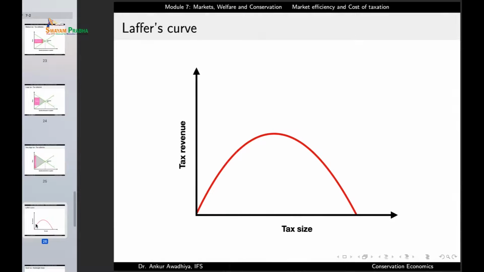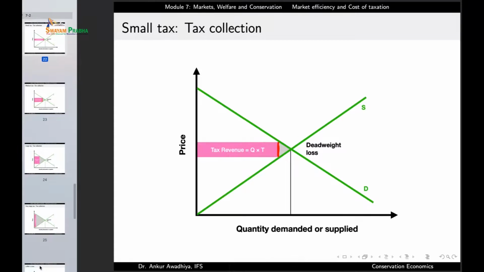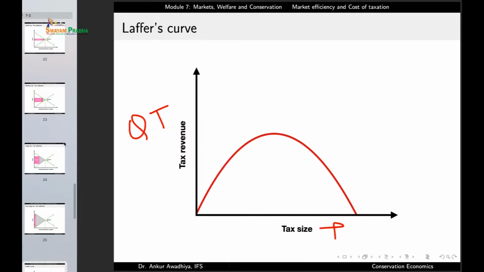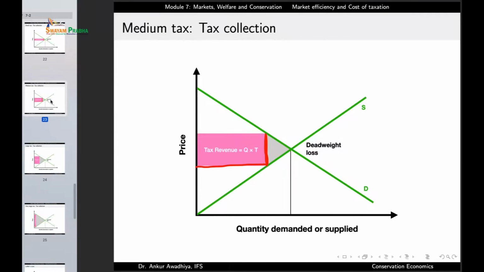Now, Laffer's curve says that if we plot the tax size, what we are plotting here is T on the x-axis, and we are plotting tax revenue on the y-axis, meaning that on the y-axis we are plotting Q times T. In this case, as T increases, Q into T increases. What we were observing here is that in the case of a very small T, we had a smaller value of the tax revenue. When T increases, at say this value of T, the value of the tax revenue is this much. But when you increase the size of T, then the tax revenue is higher. So with increasing T, the Q into T increases.